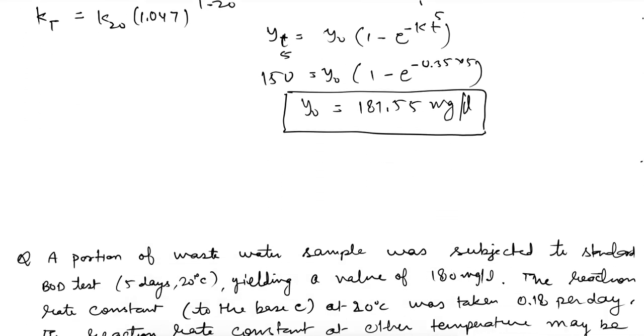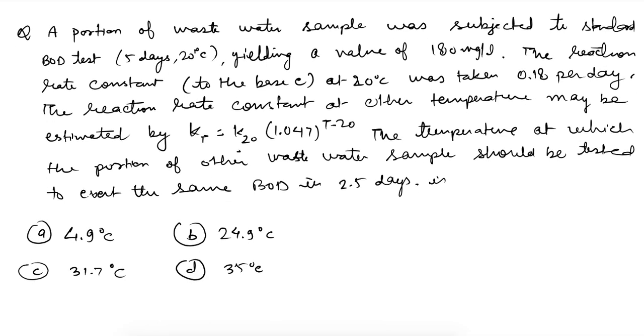Let's see the next one now. In this question, it says a portion of wastewater sample was subjected to the standard BOD test, that is 5 days, 20 degrees Celsius, yielding a value of 180 milligram per liter. So BOD 5 at 20, that is 5 days 20 degrees Celsius, is given as 180 milligrams per liter. The reaction rate constant to the base e at 20 degrees Celsius was taken as 0.18 per day. So K is also given for the standard value, that is K20 is 0.18 per day.